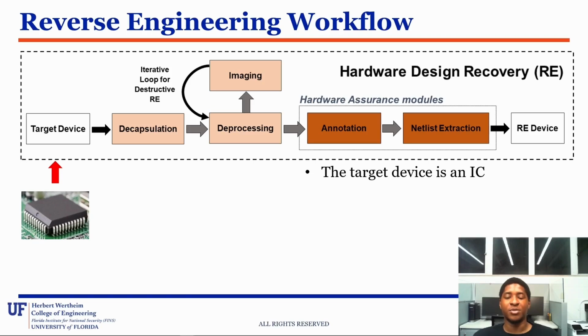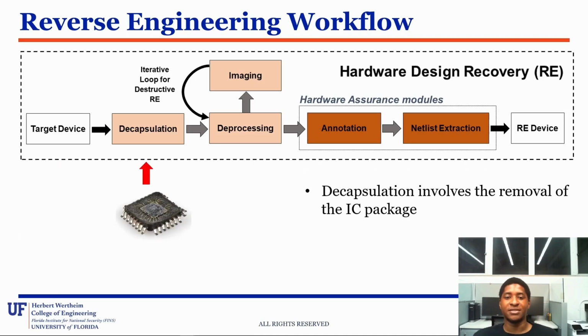So the first step for actual reverse engineering is the decapsulation process. This is the removal of the IC package, which is very much like unwrapping a gift. Doing this exposes the die and all its connections. Think of the die as the actual brains of the IC, and that holds all the important parts like the transistor, the wiring, and the interconnects. These are the components that come together to really help us understand how the device works.